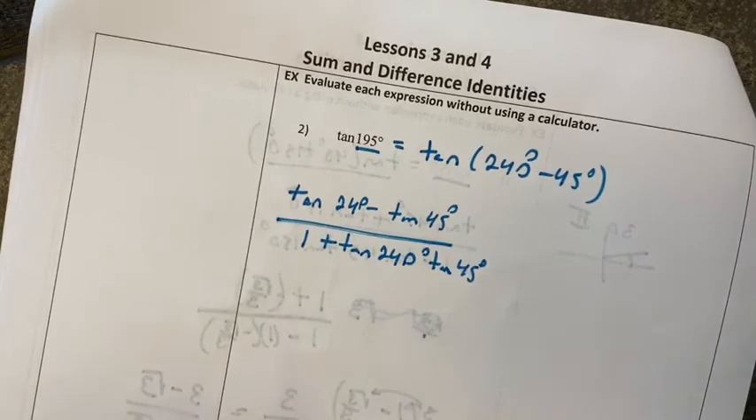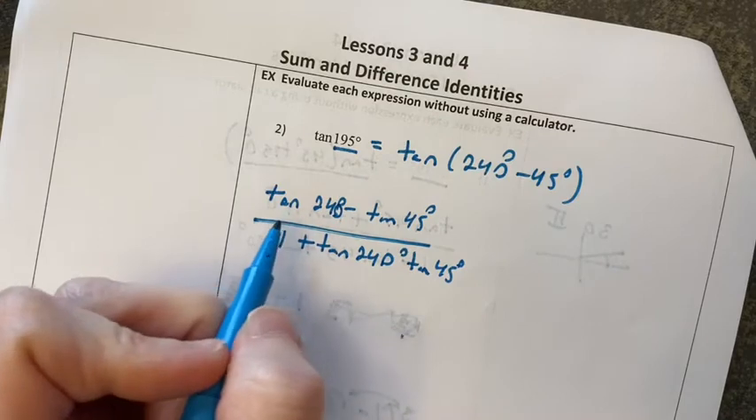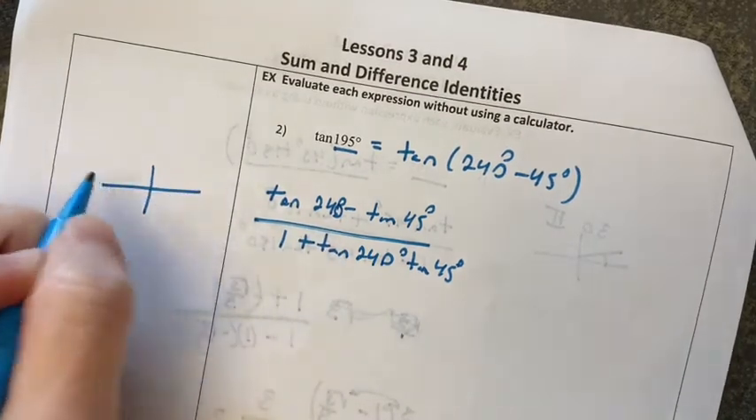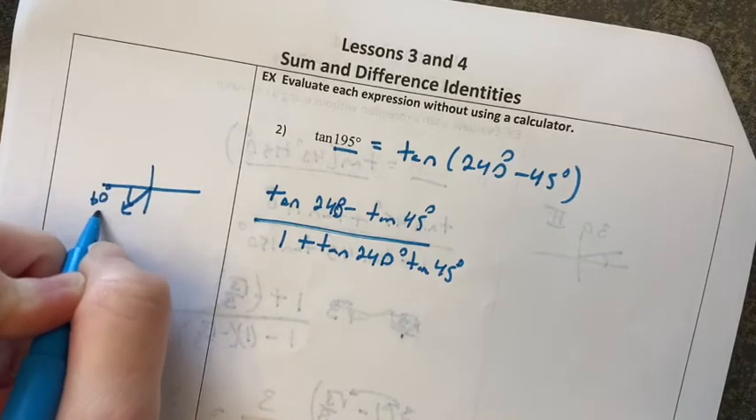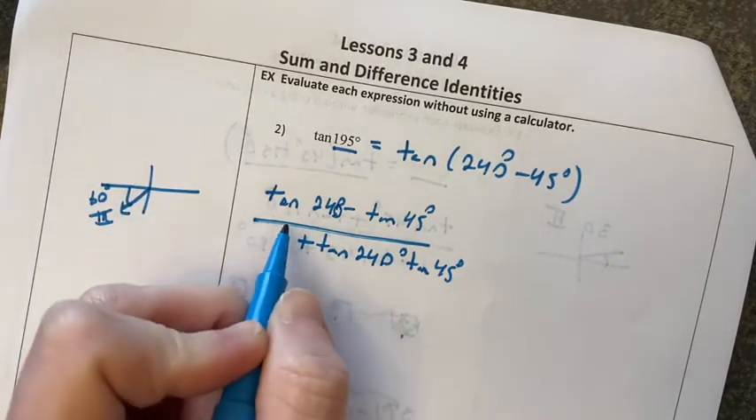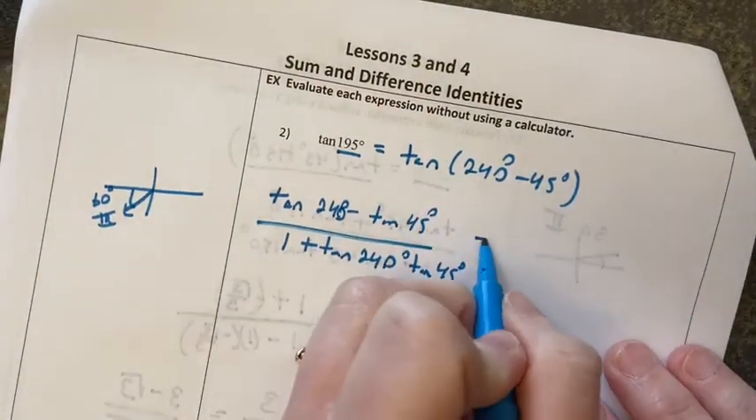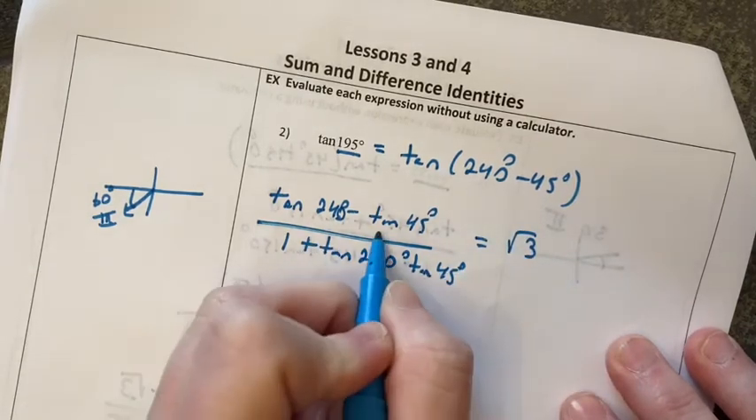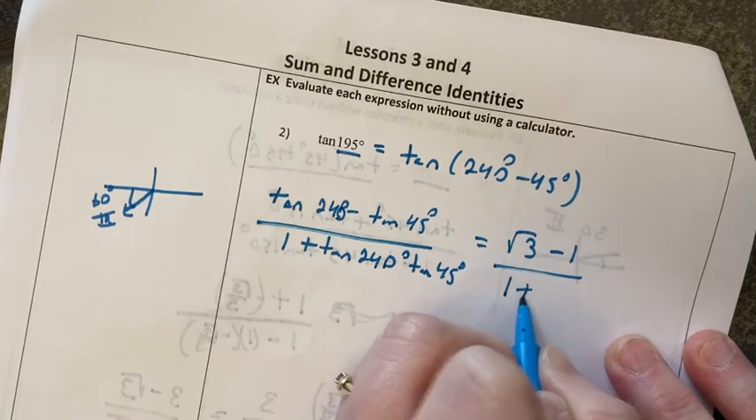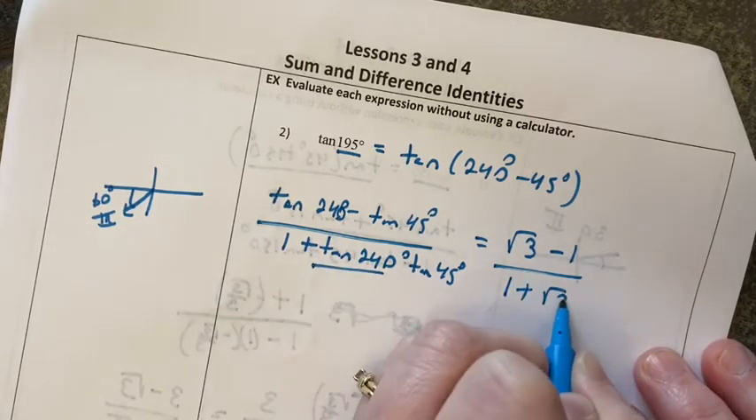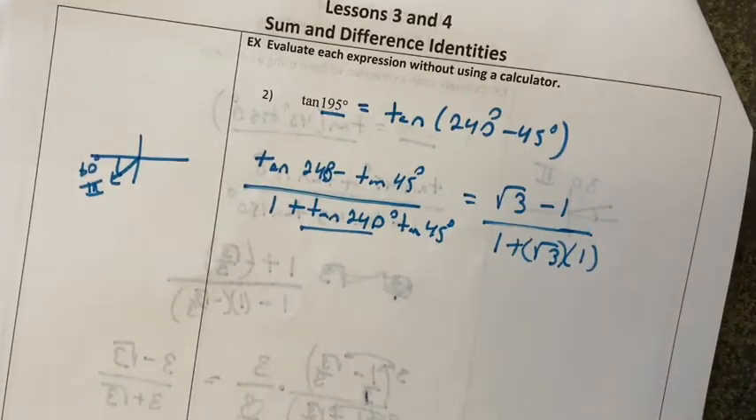Okay, and then I'm just going to evaluate, oops, sorry, that's 240. Then I'm just going to evaluate what I have. So tangent of 240. Okay, let's see, that's down there. That's 60 degrees in quadrant 3. So I know that tangent is going to be positive, and tangent of 60 degrees is square root of 3. Tangent of 45 degrees is 1. And then again, I've got square root of 3 times 1. So it looks like that.